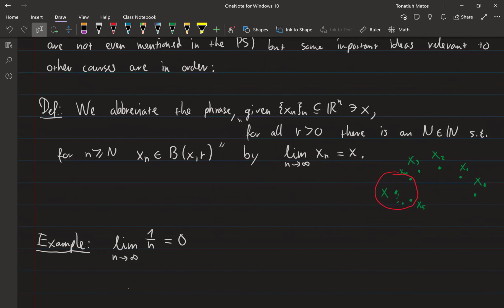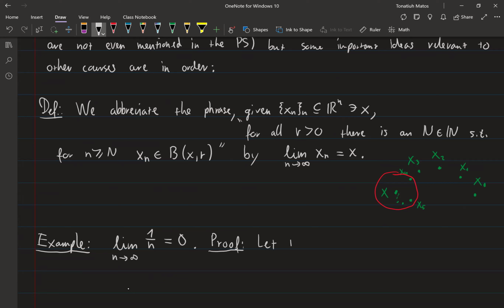Okay, so here's an example. The limit of the sequence 1 over n, so this is just a sequence of real numbers, 1 over n, is 0, the real number 0. Why is this true? Let's prove this using the definition, and you'll see why this is something you already know. This is just the Archimedean property, just written differently, right?